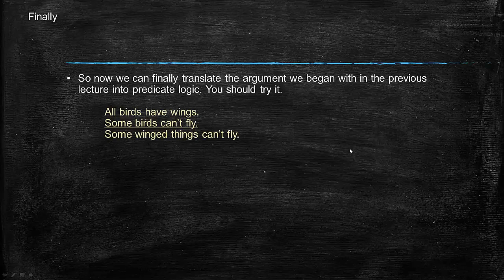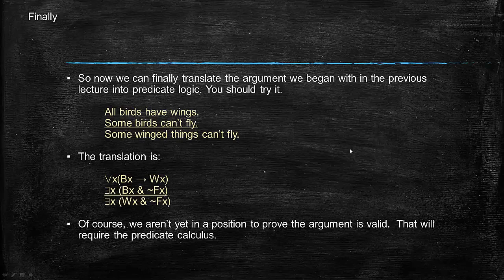Now finally, we can translate the argument we began with in the previous lecture into predicate logic. Remember, it was all birds have wings, some birds can't fly, therefore some winged things can't fly. I bet you can do this now on your own. You might want to pause and give it a shot. This is a translation. For all x, if x is a bird, then x has wings. There exists an x such that x is a bird and it can't fly. Therefore, there exists an x such that x has wings and it can't fly.